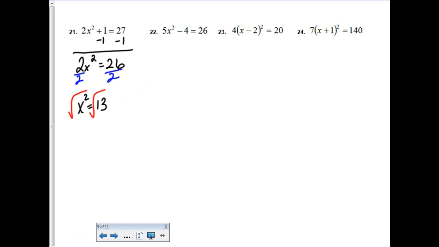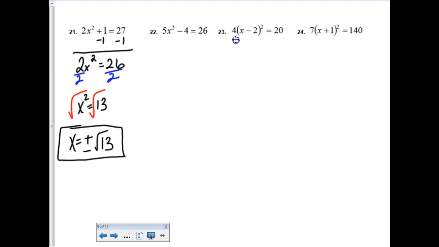And this is a case where the radical is not going to reduce at all. So don't get tricked and just put square root of 13 and walk away. Remember, it's both positive square root of 13 and negative square root of 13. So there will be cases where when you get to the radical step, there isn't any simplification, and that's all right. All right, number 23 next.